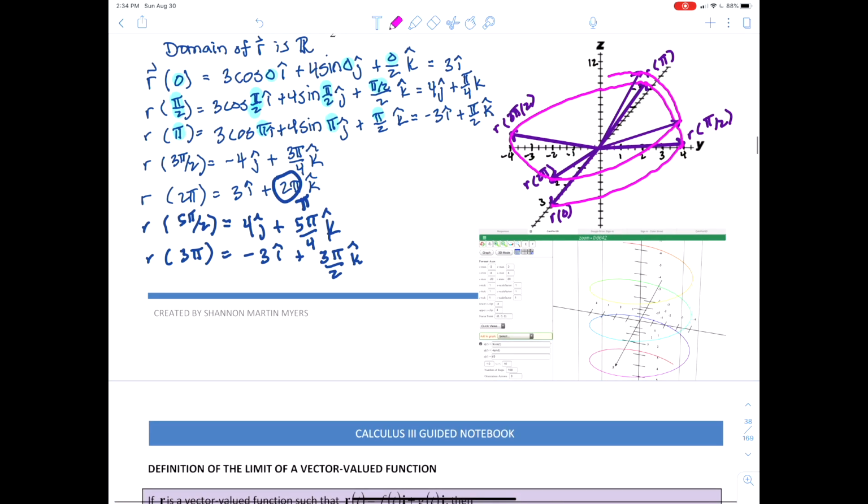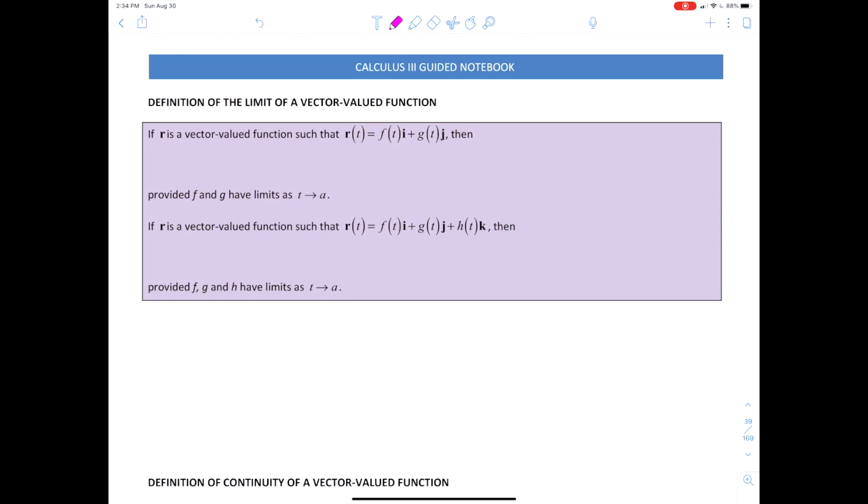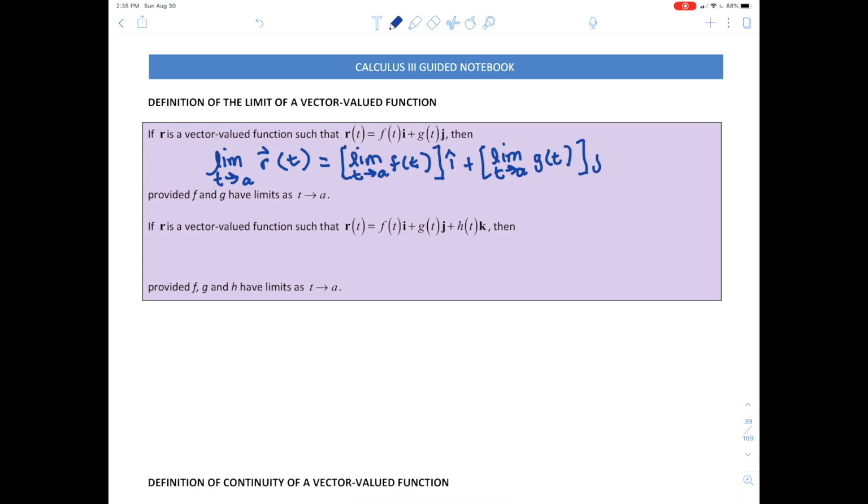Groovy, huh? All right. So next up, we come to the definition of the limit of a vector valued function. So if r is a vector valued function such that r at t is equal to f at t times i plus g at t times j, then it turns out that the limit as t approaches a of r at t is equal to the limit as t approaches a of f at t times i plus the limit as t approaches a of g at t times j, provided f and g have limits as t approaches a.